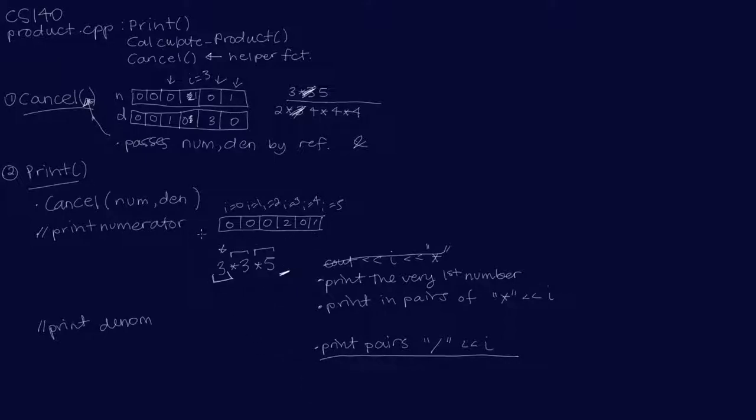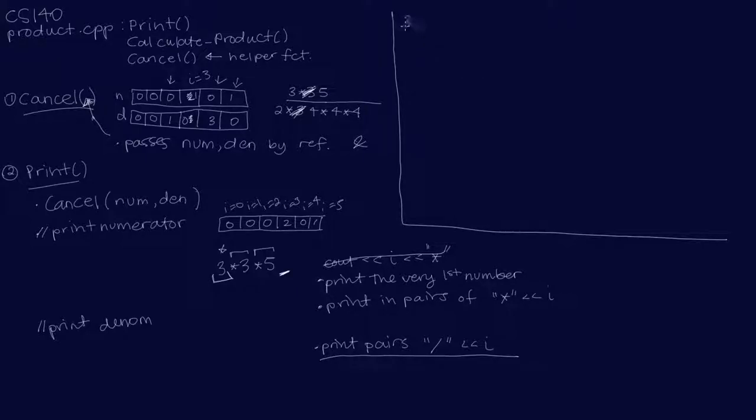I'm not going to say exactly what you need to do, but there's a special case when the entire numerator vector is all zeros. You're going to do something. And that means, because of the special case, you will always have something to print in the numerator. And then you can just print in pairs in the denominator after that. So that is the print function.